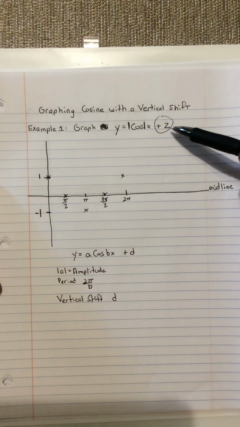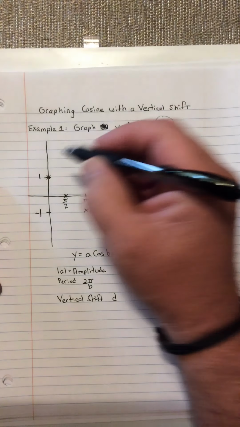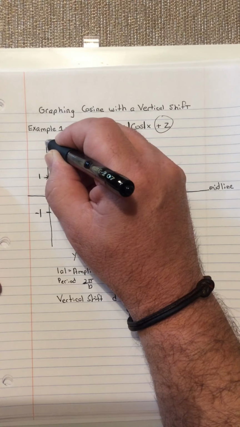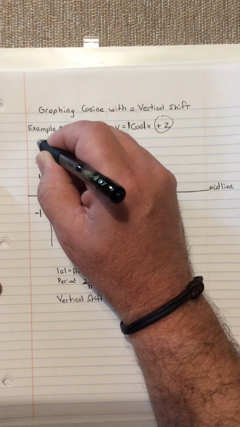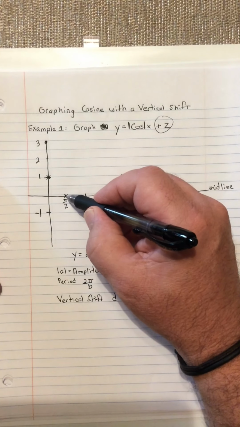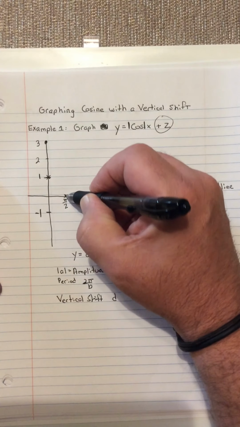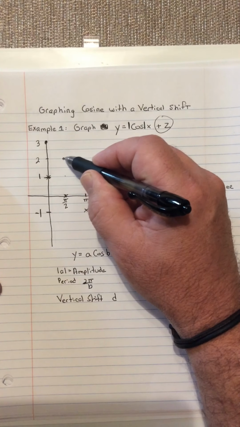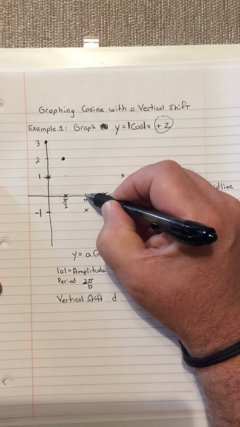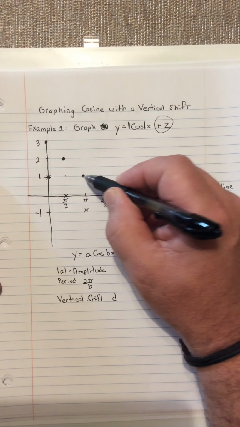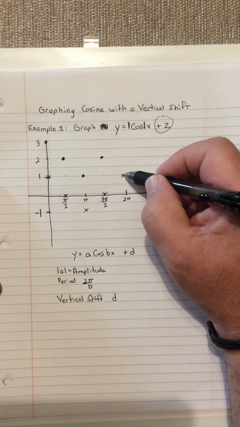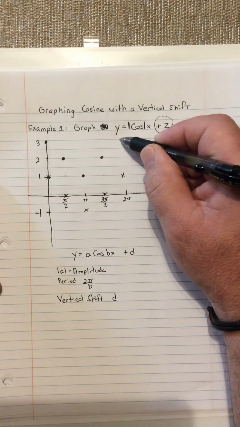And in this example, it says we're shifting everybody up 2 units. So this point right here at 0, 1 comes up 2 units, which would be up to 2 and then up to 3. My scales are off. This point here at pi over 2, zero, is coming up 2 units, so 1, 2. This point down here is coming up 2 units, so 1, 2. This point here is coming up 2 units, 1, 2. This guy here coming up 2 units, 1, 2.